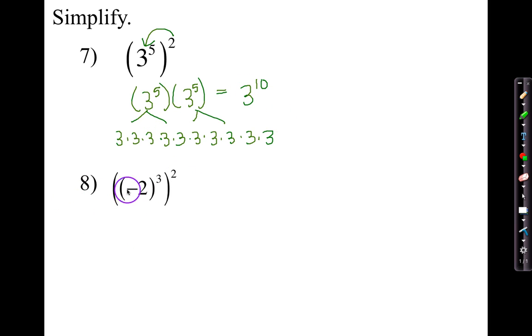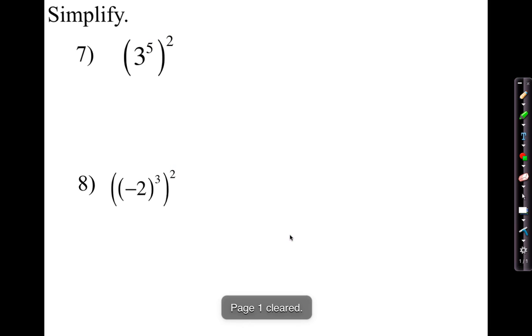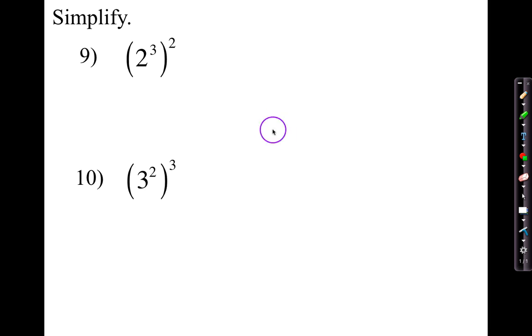So now number 8. Here we have -2 cubed raised to the 2nd power. So here, what is being squared? I would say it is -2 cubed. So here it's written once, and here it is written twice. So again, let's imagine I wrote this 3 times, and then I had to write it another 3 times. How many would I have altogether? I would have 6. So I'm going to write -2 to the 6th power. Okay, so let's try 2 more examples, and then it will be your turn.